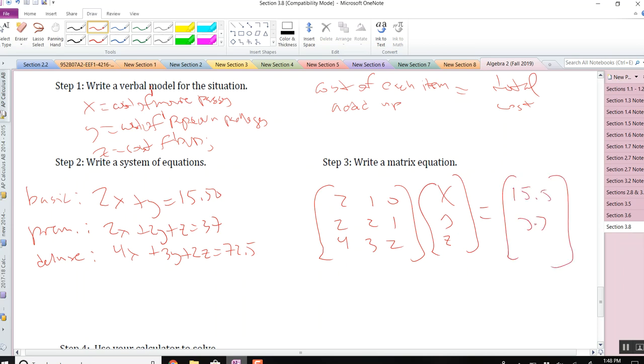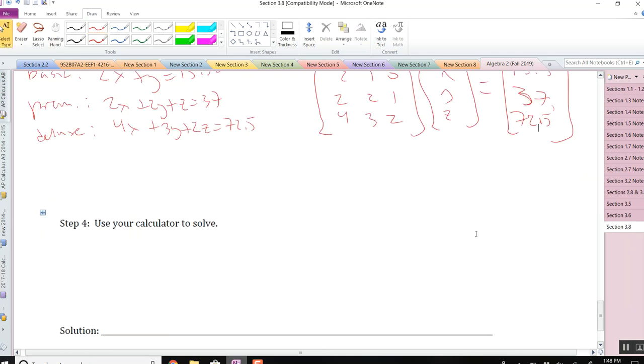equals 15.5, 37, 72.5. Now again, if you try solving the system by hand, you have to use a lot of substitution or some elimination. Like maybe you could isolate y from the first equation, y equals -2x plus 15.5. Substitute into the other equations, then you get this system with x and z in it, and solve that. That's just too much. This is just easier.